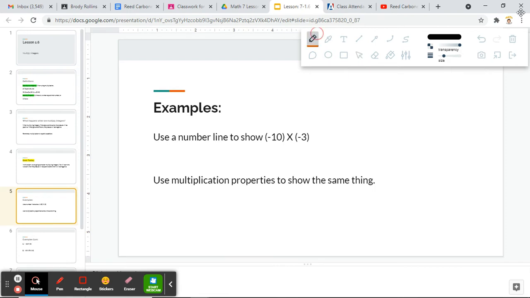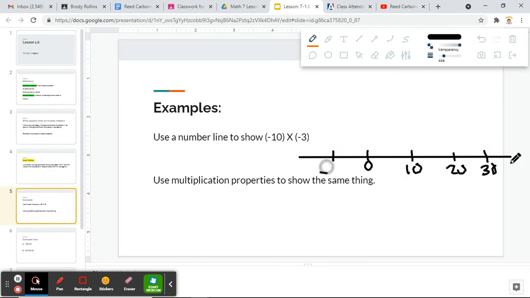So let's start with our example today. We want to use a number line to show negative 10 times negative 3. So if I quickly just draw a number line here, I'll show you what I mean. This is just a visual example for you. If we think about this as 0, 10, 20, 30, and then negative 10, negative 20, the negative 10 would show us about this distance here. So we can think about that as that distance.